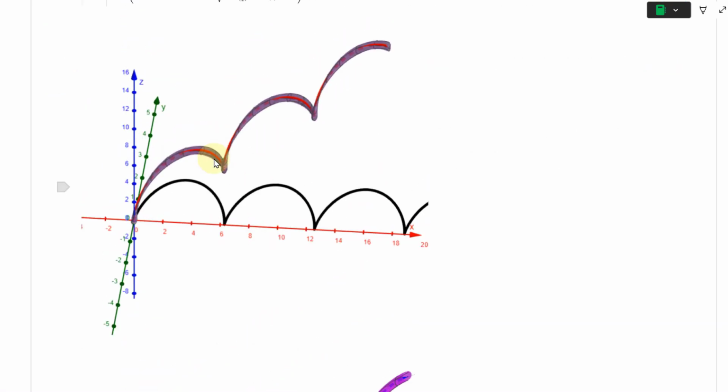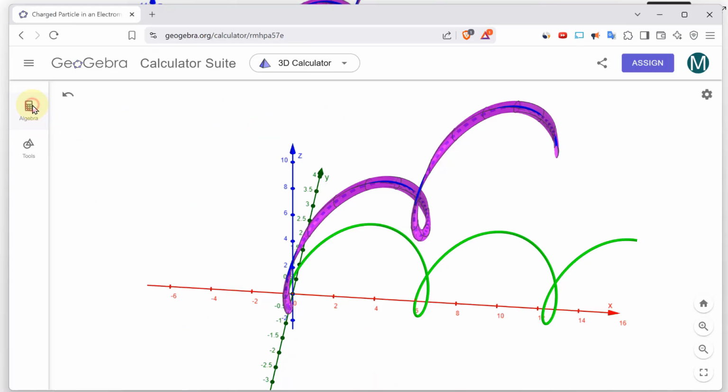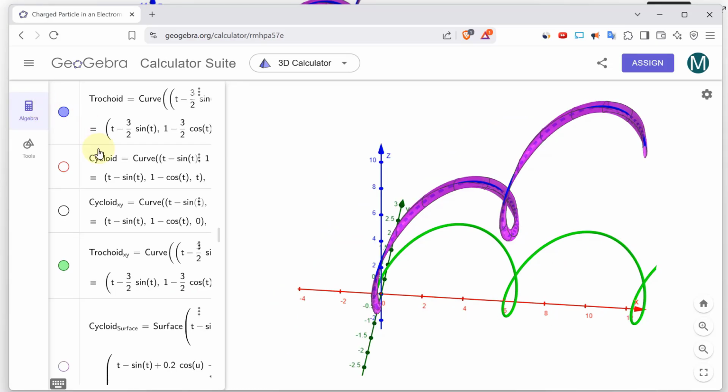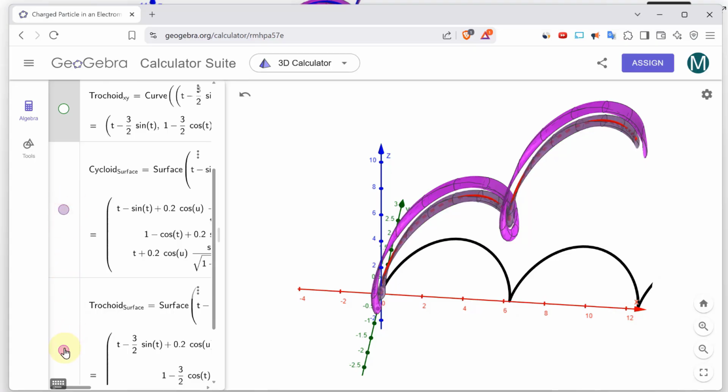So this one is for the cycloid. This is a trochoid, and I want to do it right here just for completeness. Go back to the algebra. Okay, a lot of times a bit slow. This is a giant calculation. There it is. This cycloid and then cycloid surface.